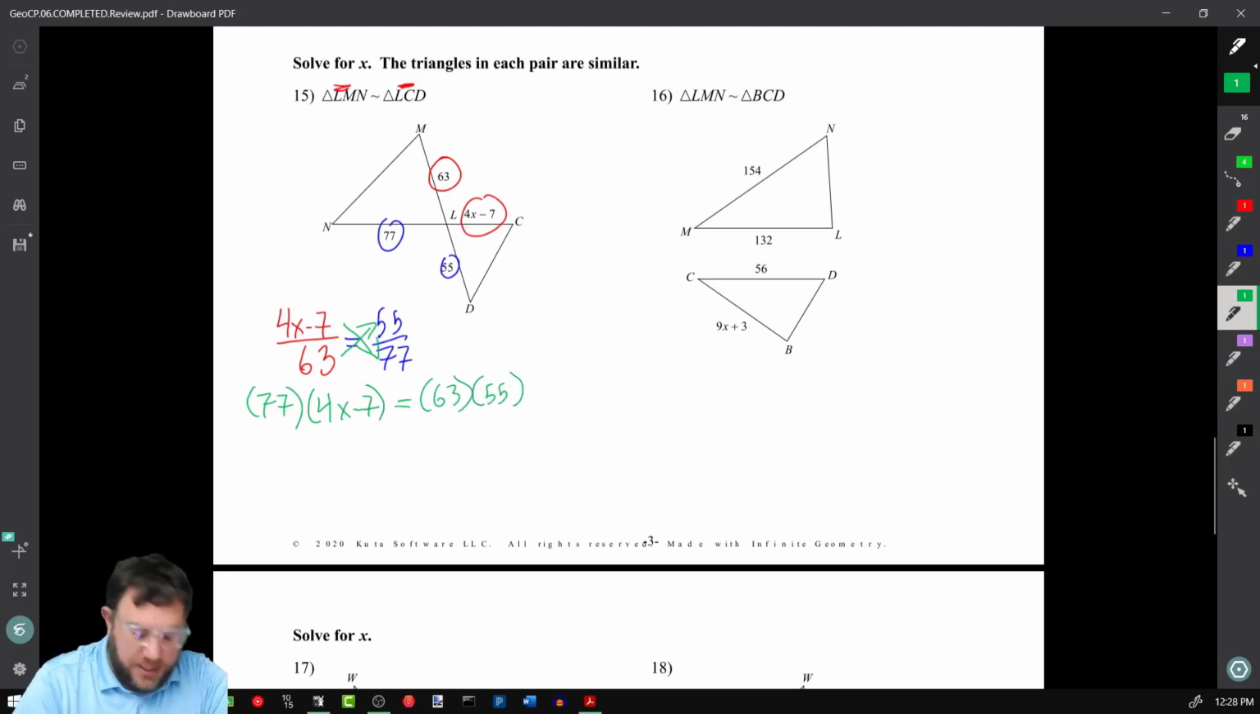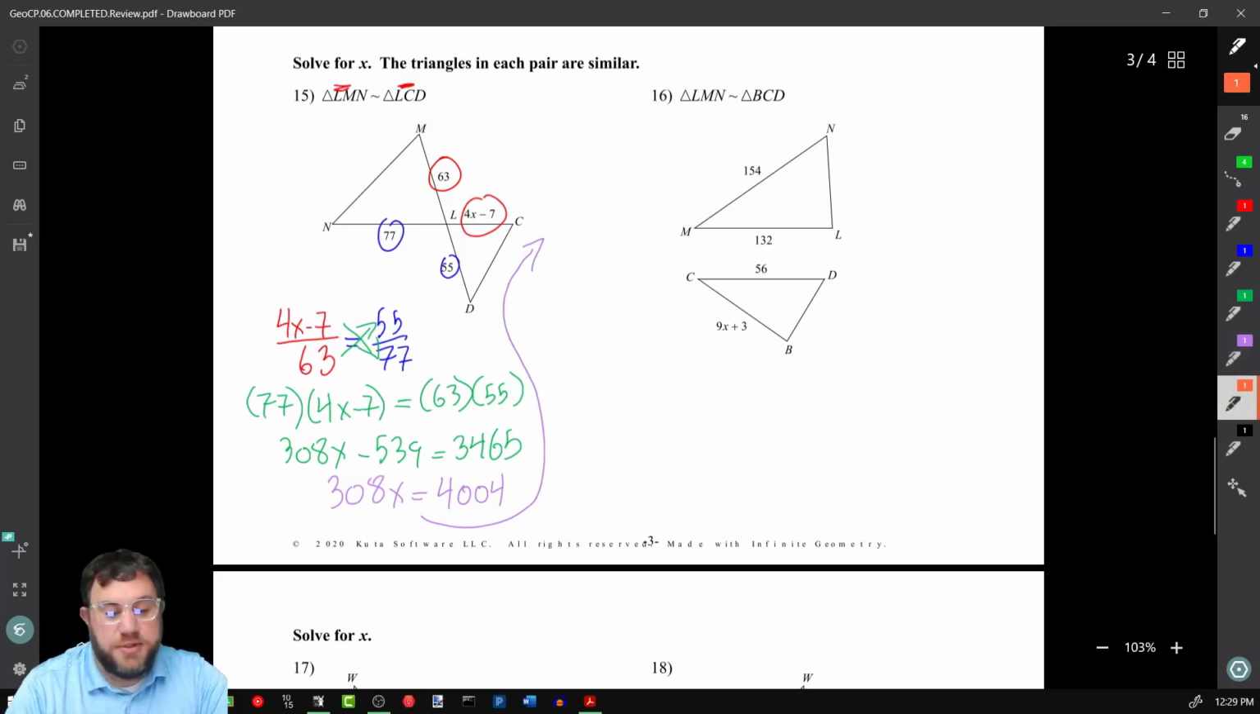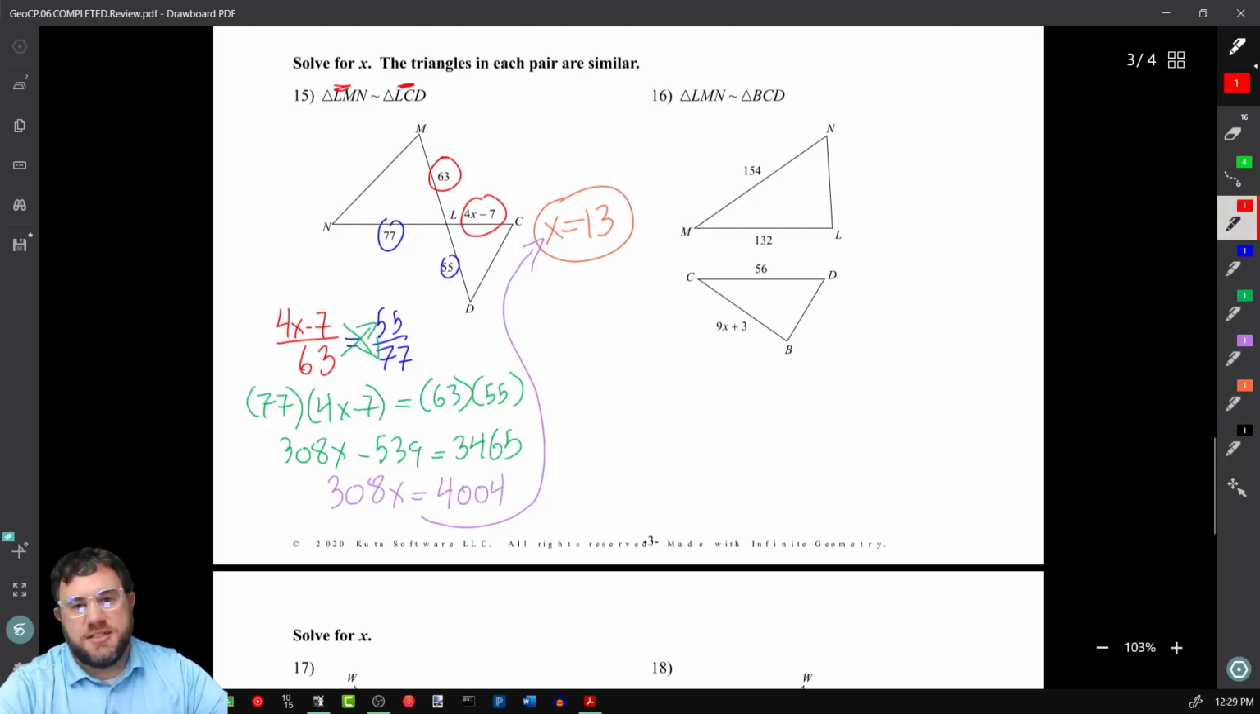77 times 4x is 308x. 77 times 7 is 539. And then 63 times 55 is 3,465. We'll add 539 to both sides. That's going to give us 4,004. And then the last thing we'll do is divide by 308. So x equals 13. So same process, just a little bit more algebra.